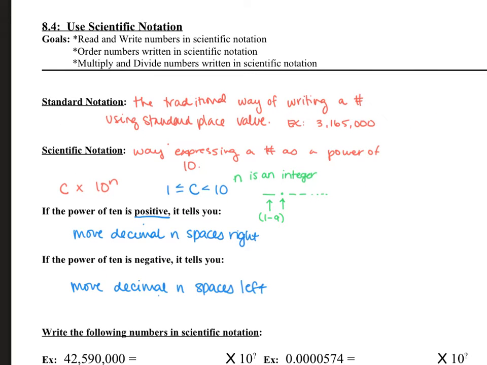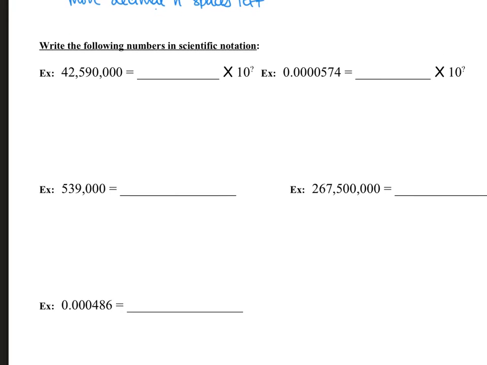And so actually what I'm going to do now is hold off on these examples, and we're first going to see how we can get numbers from scientific notation into standard notation. To do that, I'm going to go to page 2 of the notes. So go ahead and turn the page.